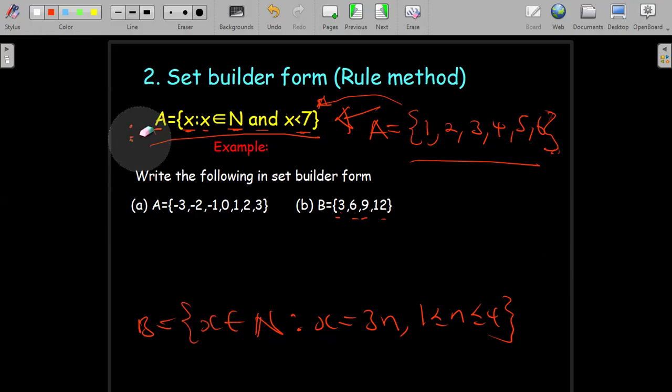So this is how you use set builder notation, or this is how you'd write from the listing to set builder notation. I don't know if there's any question here.